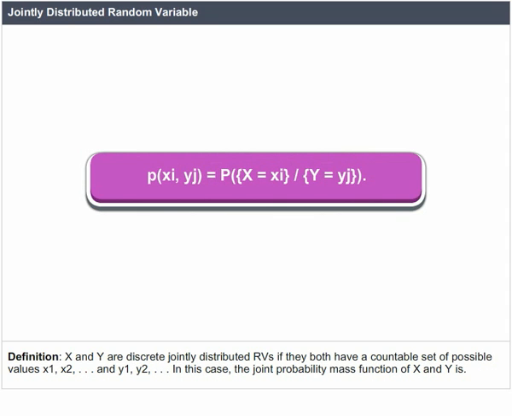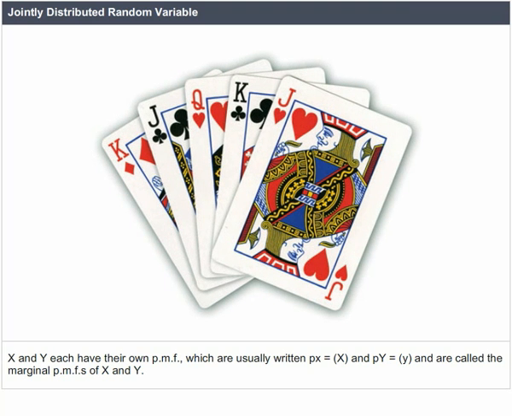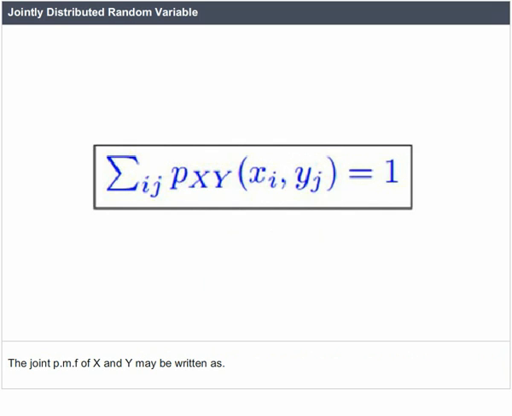In this case, the joint probability mass function of X and Y is p(xi, yj) equal to P(X = xi, Y = yj). X and Y each have their own probability mass function, which are usually written P(X = x), P(Y = y), and are called the marginal probability mass functions of X and Y. The joint probability mass function of X and Y may be written as the summation over i, j of p_XY(xi, yj) equal to 1.